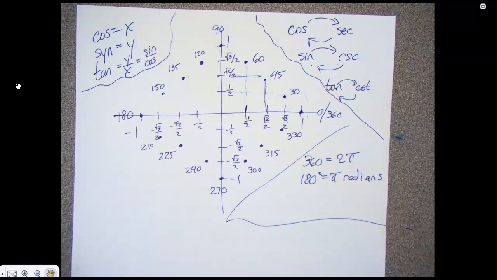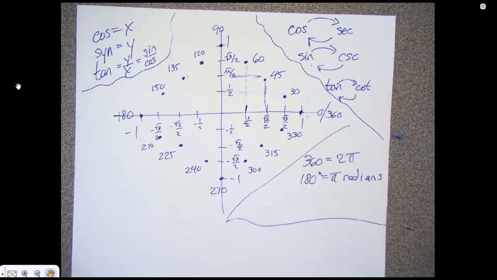And ideally, you get to the point where you can do this in your head, without drawing it. You can visualize. Okay, 210 would be like 3 tick marks that way. Okay, that's negative square root of 3 over 2. That may or may not happen for some of you, and that's okay if it doesn't. It's kind of the best case scenario, I suppose.